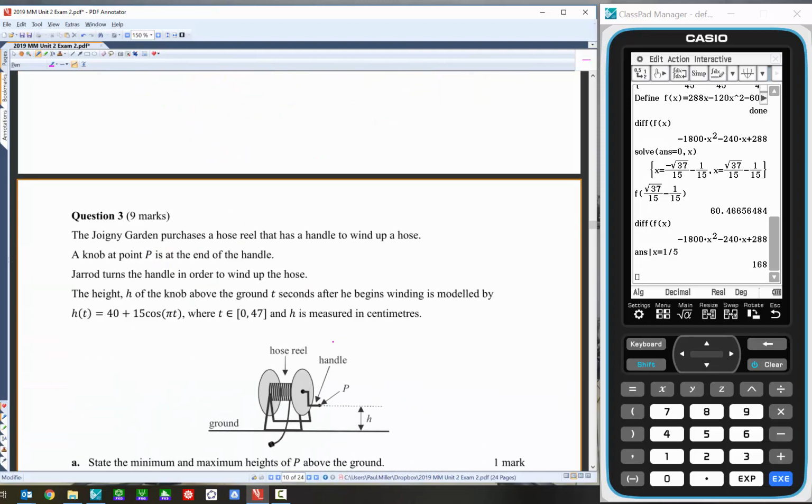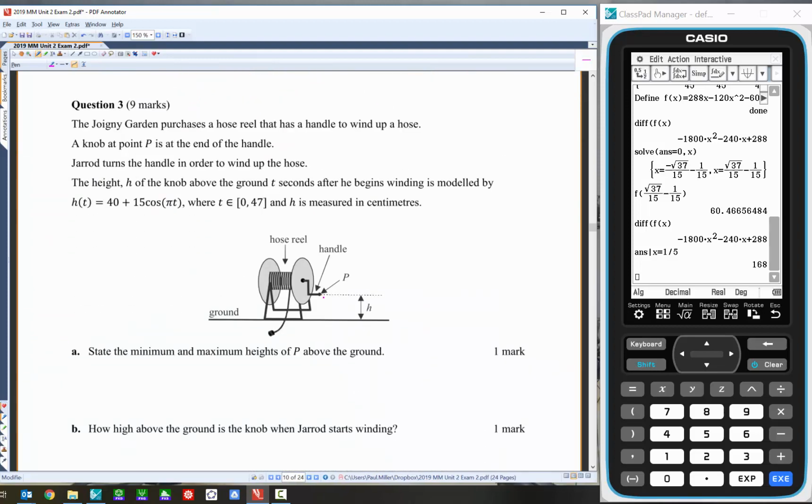All right, question 3, flying. There we go. Ooh, not flying. Half an hour in. All right. Well done to those of you who made it this far.